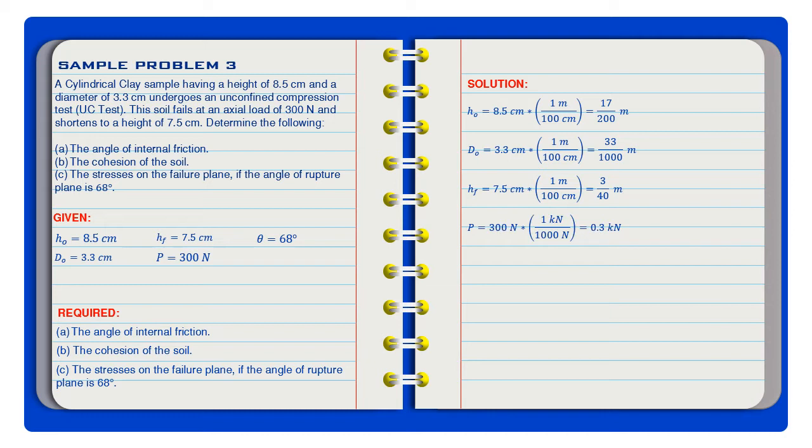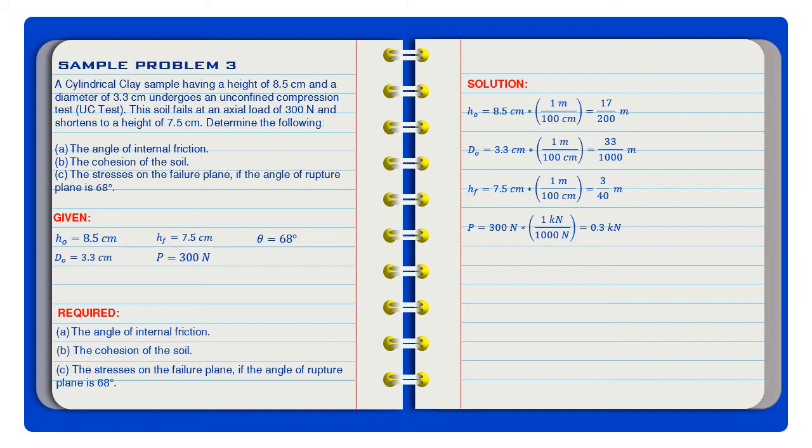Then, the axial load, which will be converted into kilonewton. So, that will be 300 newtons times 1 kilonewton over 1,000 newtons. So, it will give you a value of 0.3 kilonewtons. So, upon converting those units into meter and kilonewton, now we can proceed to determining the stresses, or the stress required.